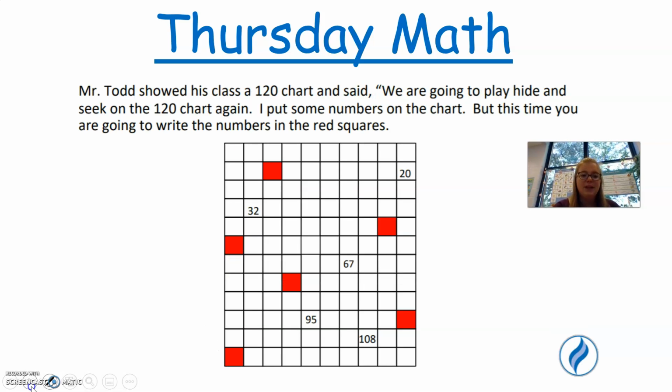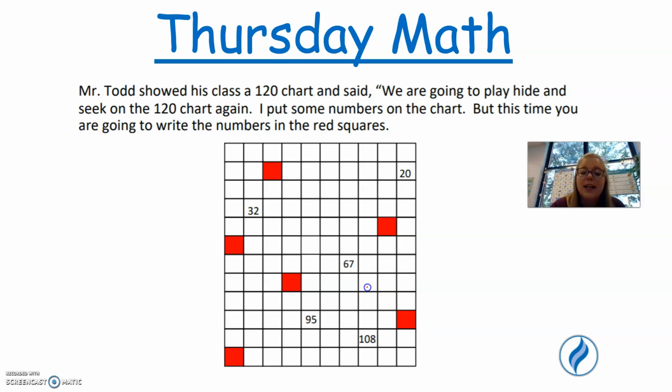Alright, on this one, Mr. Todd showed his class a 120 chart and said, "We are going to play hide and seek on the 120 chart again. I put some numbers on this chart, but this time you are going to write the numbers in the red squares." Alright, so I need you to look at this chart. You should have one in your packet, and you're going to see what numbers go on all of these squares that are filled in. Okay, so take a minute to figure out what numbers you need to put there.